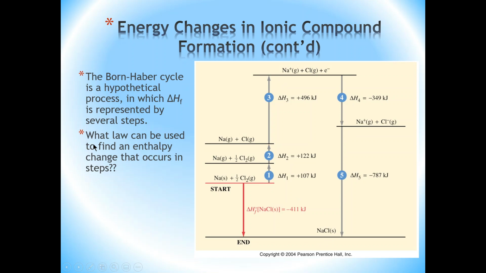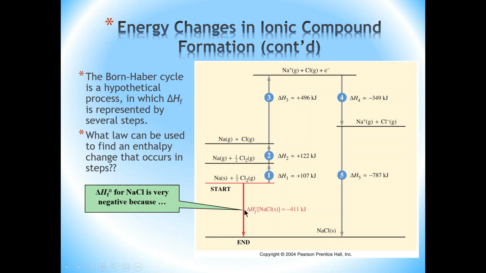It says, what law can be used to find the enthalpy change that occurs in steps? And the answer, of course, would be Hess's law, right? Because if you remember, Hess's law states that it doesn't matter how you get from the reactants to the products, be it through one step or more than one step, the enthalpy change would be the same. So going from the reactants to the product in one step, which is not what actually happens, but hypothetically speaking, the enthalpy change is the same as going through all these steps, 1 through 5, to get to your final product. All right.